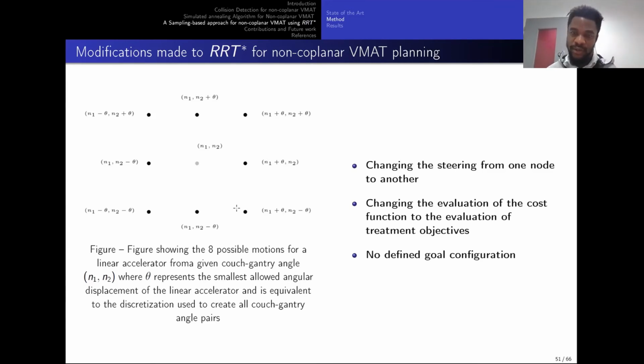We changed the evaluation of the path objective to be the evaluation of the objective function of the treatment. So we want to move along the path where our treatment is more optimal. The path should be the one that minimizes the objective function value for us. This is different from typical RRT algorithms, where we move the path along the low cost, for example, shortest path algorithms. Here we are using the treatment objective. And again, we do not have any defined goal configuration. We're not trying to move the couch and gantry angle to a specific configuration. We are trying to move along a specific path to be able to have an optimal treatment plan.